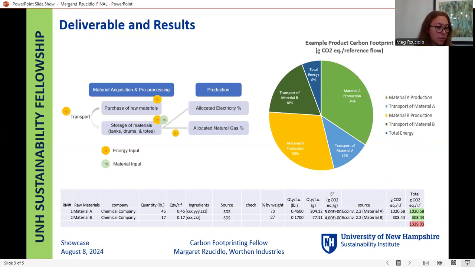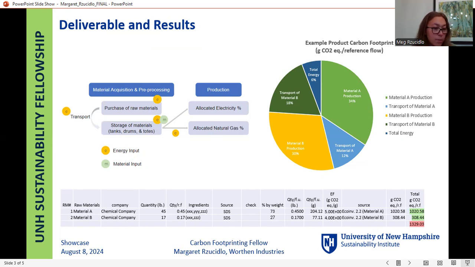At the end of this project, the deliverables included an Excel spreadsheet used for calculations, graphs depicting the CO2 breakdown, and a written report on each product. An example of the Excel spreadsheet work can be seen on the slide. The flowchart on the upper left shows the steps of the process from the purchase and storage of raw materials to the allocated energy used within the production site.